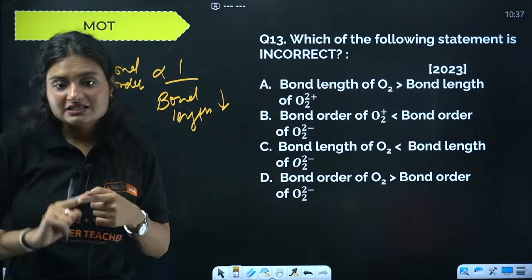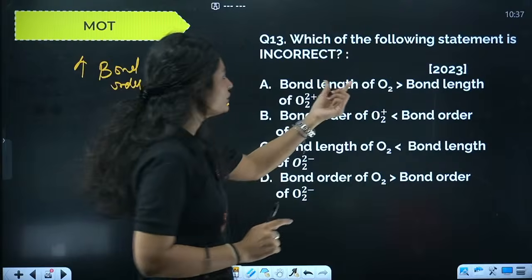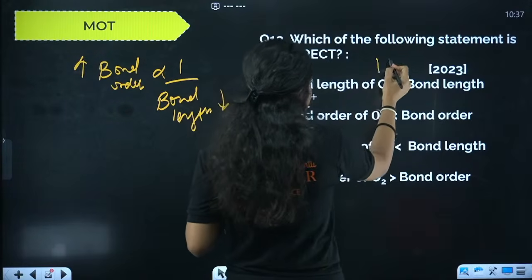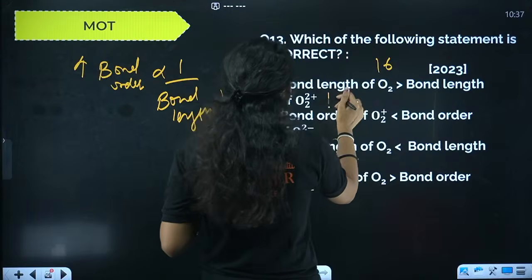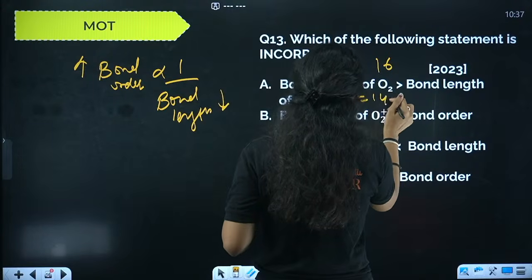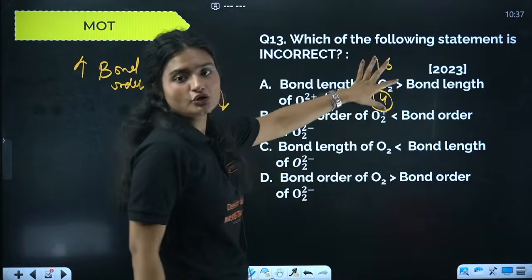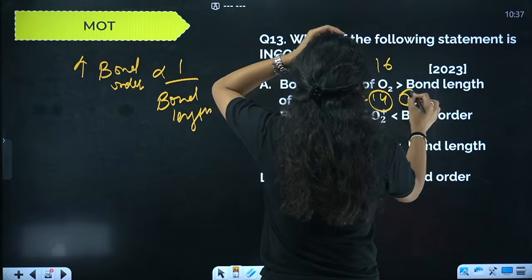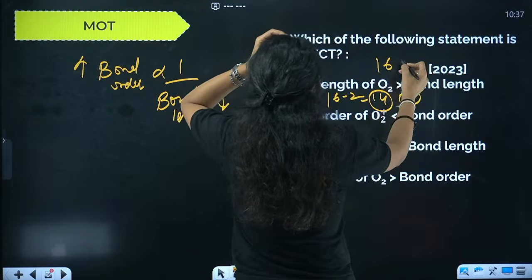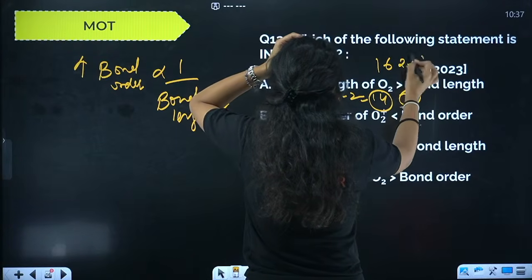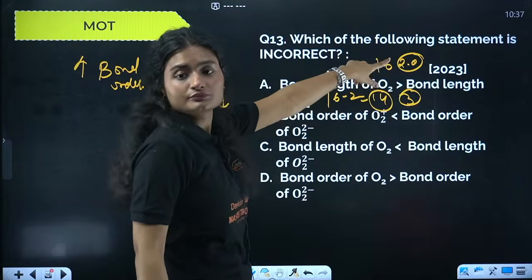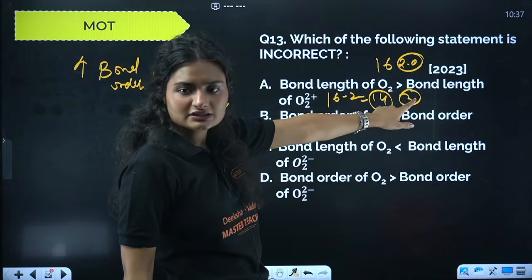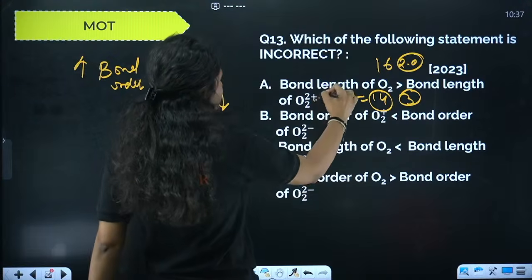The incorrect statement we are looking for. So what is the bond length of O2 and O2 2 positive? How many electrons? 16, and it has 16 minus 2, 14 electrons. So which has higher bond order? 14 means 3. Bond order is 3, and this means bond order is 2. So which has higher bond order? 3. That means the bond length will be smaller for this one, right? So this is a correct statement.